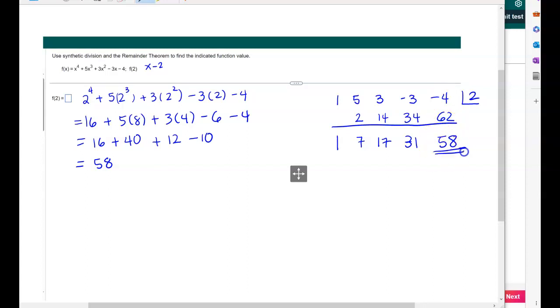So you see, you get the same value. This number here is the remainder when the polynomial function, this function here, is divided by x minus 2. And that is the same value you got using just the remainder theorem, which is just to evaluate the function at that value of x.